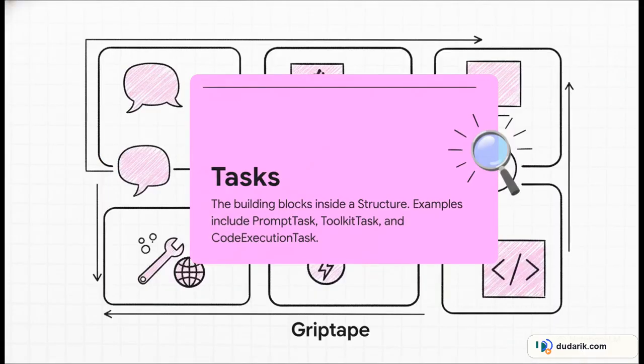Now, inside those structures are the tasks. These are like your Lego bricks. They're the individual building blocks of your application. You've got things like a prompt task for chatting with an LLM, a toolkit task for using external tools, say a web search, and even a code execution task to, you guessed it, run some Python code. Each one is a clear, distinct, controllable step.